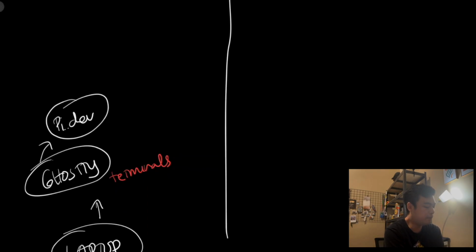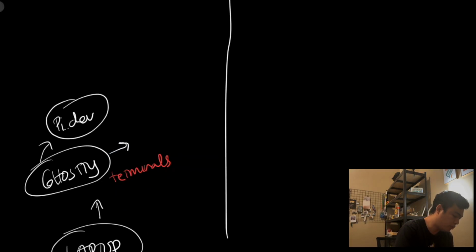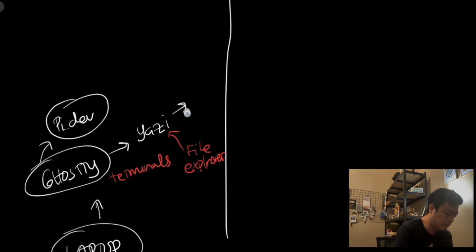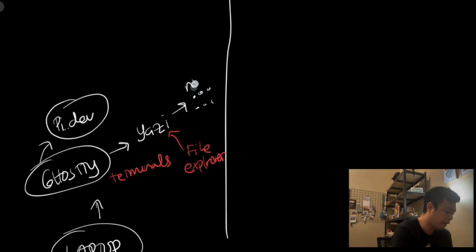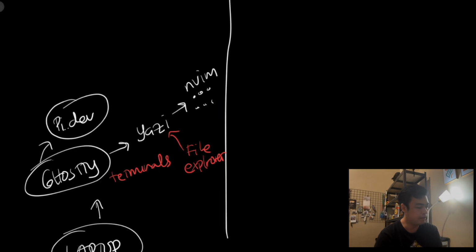So pi.dev is basically the interface that I'm talking with. Oh, by the way, on Ghostty I also run something called Yazi. This is the file explorer. While on Yazi, I also integrate some markdown editor and a lot of stuff here, including Nvim, like this. And yeah, let's continue from pi.dev.